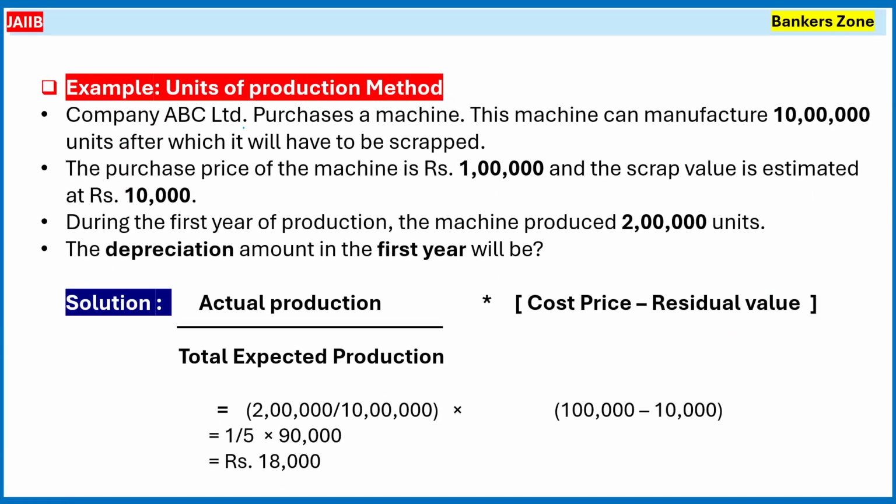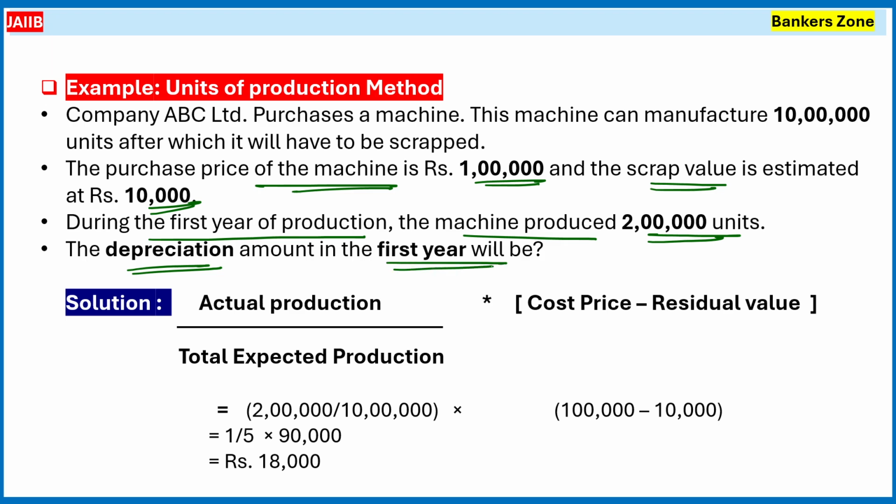See, a company ABC Limited purchases a machine. This machine can manufacture 10 lakh units, after which it has to be scrapped. Means maximum capacity to produce is 10 lakh units. The purchase price of this machine is 1 lakh rupees and scrap value is 10,000. During the first year, the machine has produced 2 lakh units. So we have to find the depreciation amount in the first year. What will be the depreciation in the first year?